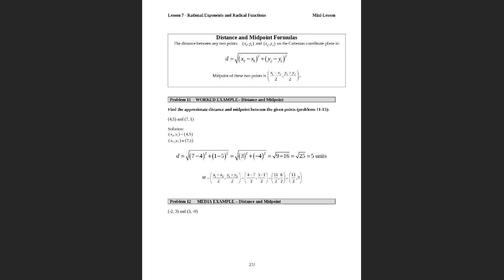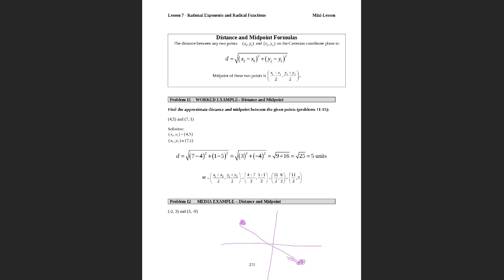All right. Now let's talk about distance and midpoint formulas. Now, you want to find the distance between 2 points. This is the first point here. And then there's another point. So both are points.